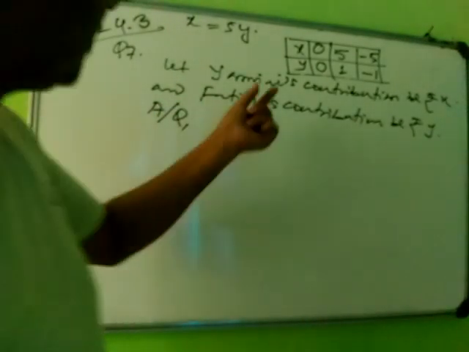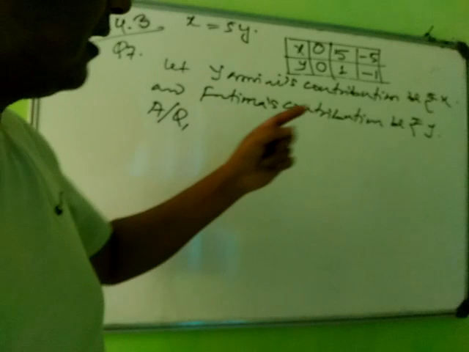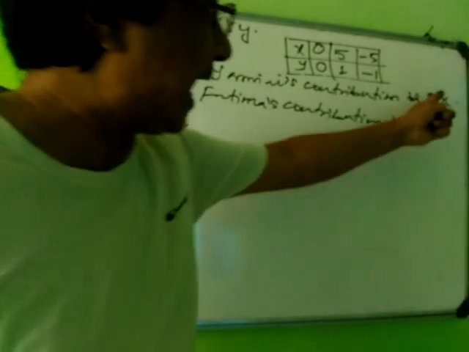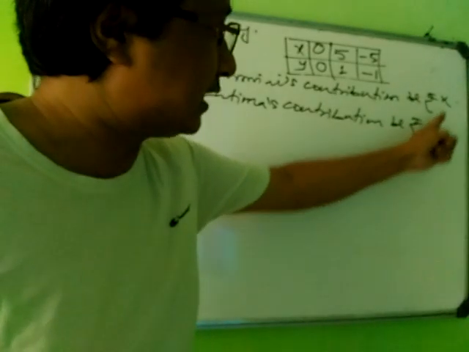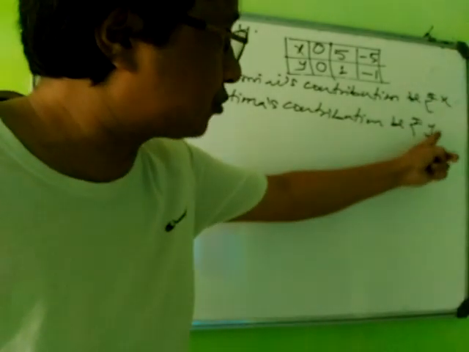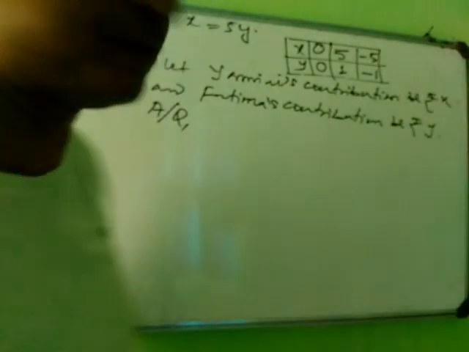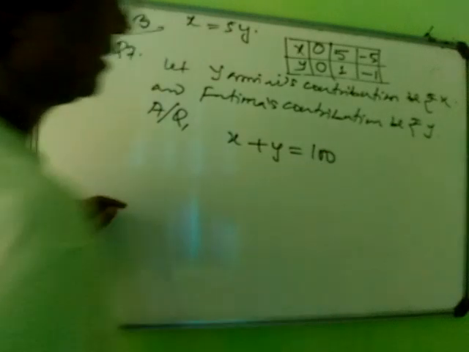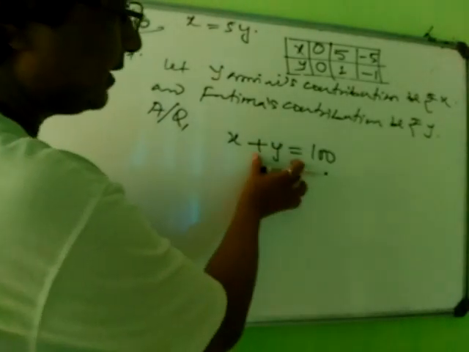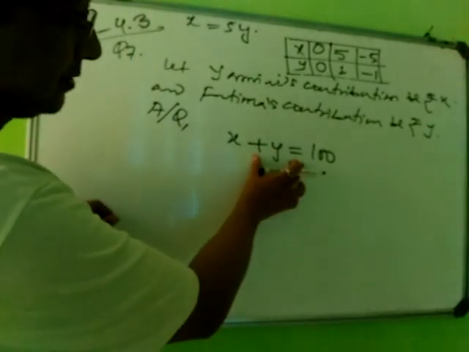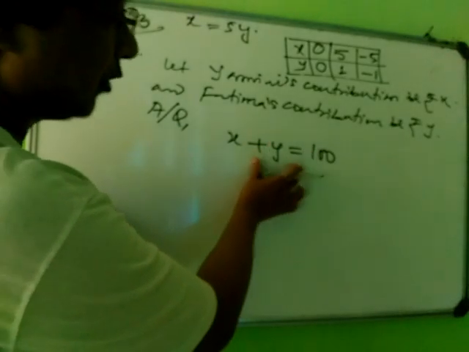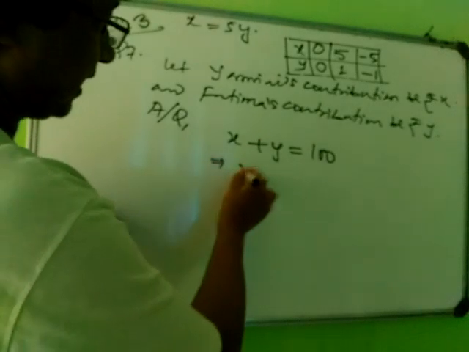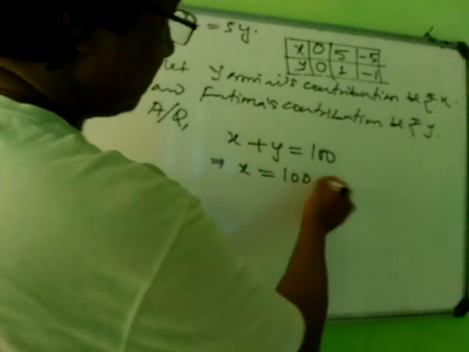The two students were Yamini and Fatima. They have together contributed rupees 100. If you add their individual donations, you will get 100 rupees. So it will be X plus Y equals 100. Now this is the linear equation in two variables. Now from this you are going to draw the graph. So this gives X equals 100 minus Y.